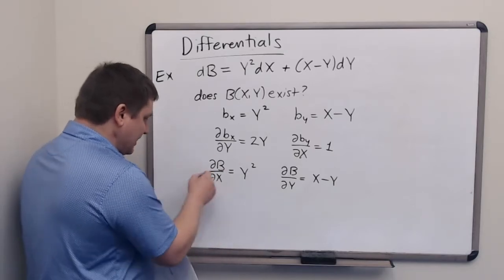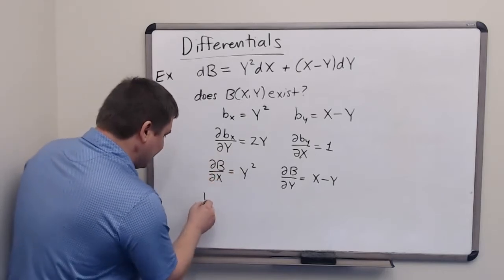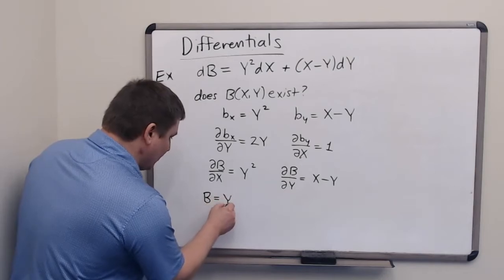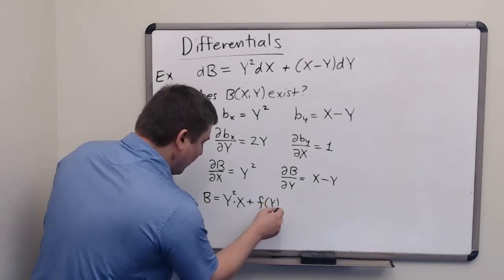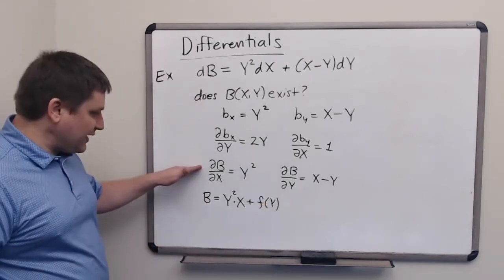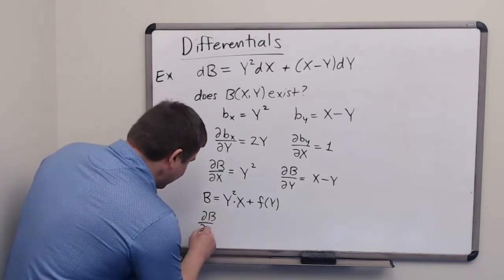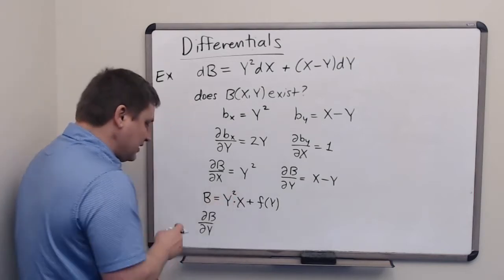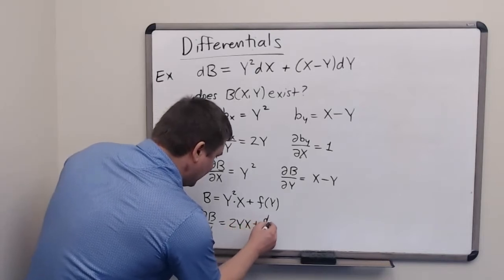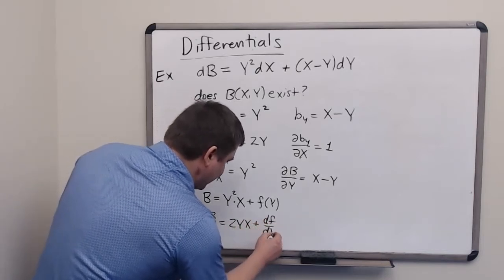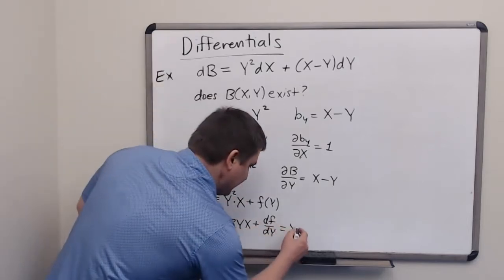First, I'll take this equation for the derivative with respect to x. I know that this tells me that B must be equal to y squared times x plus some undetermined function of y. That's the most general solution to this equation. All right. Now, in my second step, I'll take the derivative of this partial solution with respect to y. I'll get 2yx plus the total derivative of f with respect to y. And now that's supposed to be equal to x minus y.